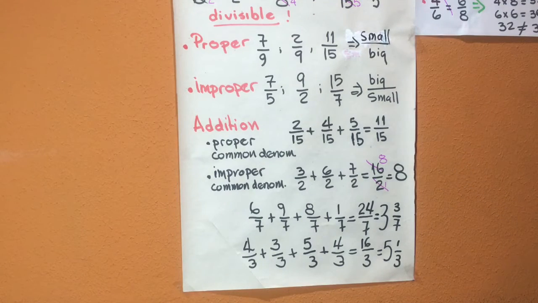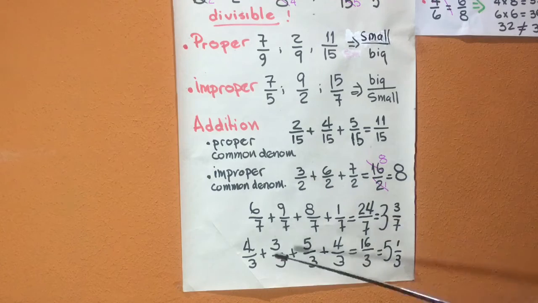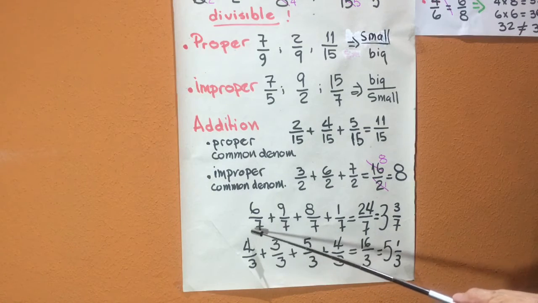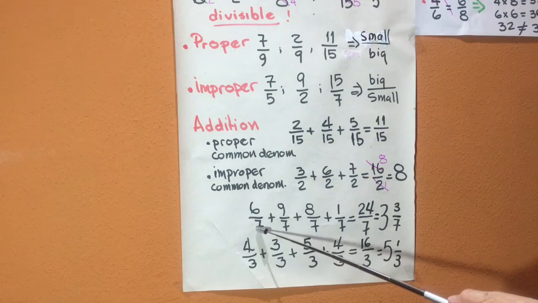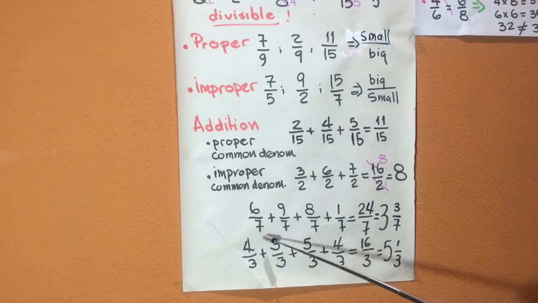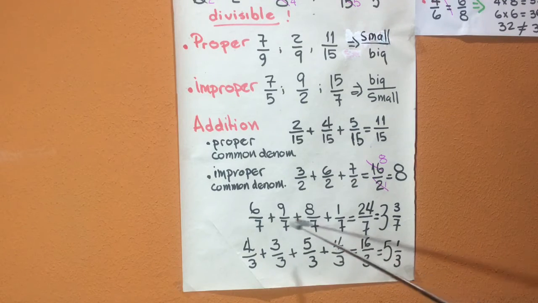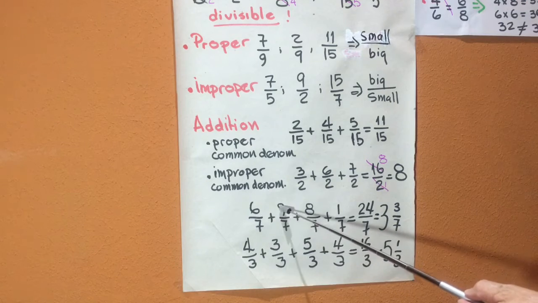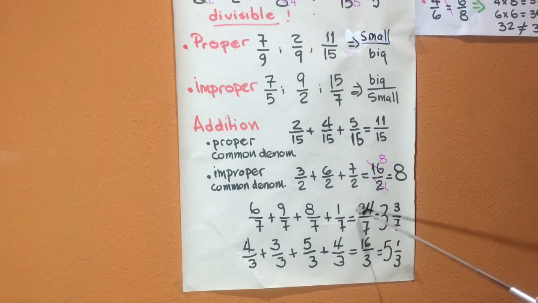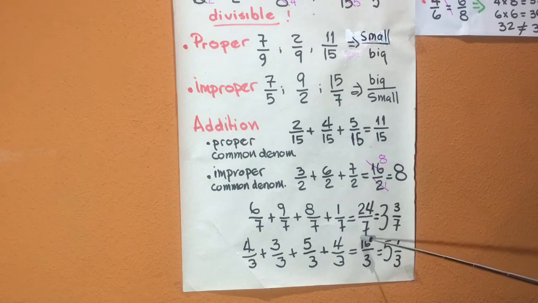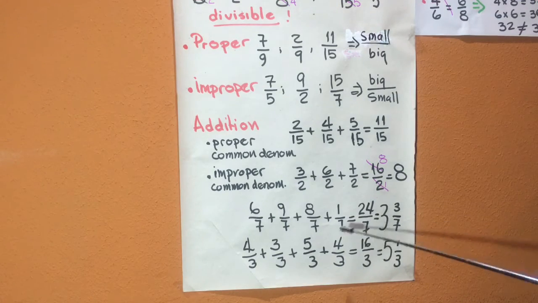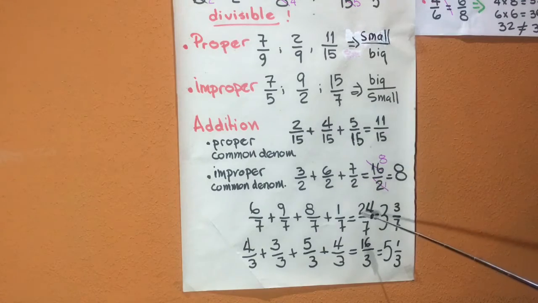It's a nice way of doing it, but sometimes you may find another case. Here you have improper fractions, but they also have a common denominator. If we add 6 plus 9 plus 8 plus 1, I get 24 divided by 7. This is an improper fraction as the result, so I have to change it into a mixed number.